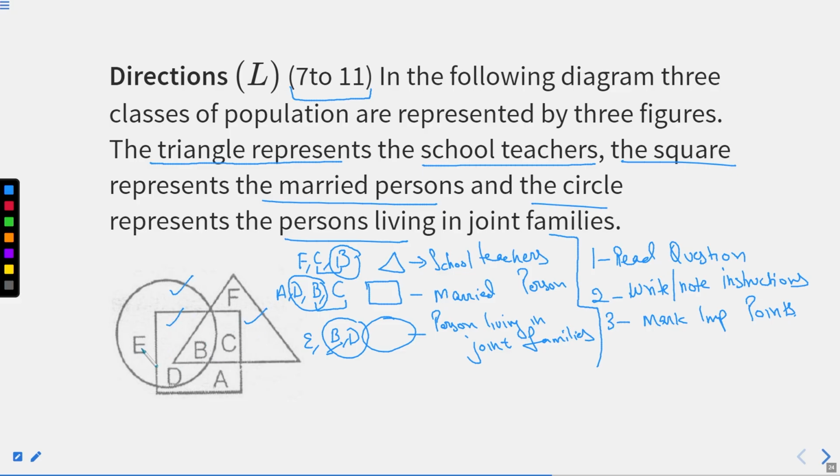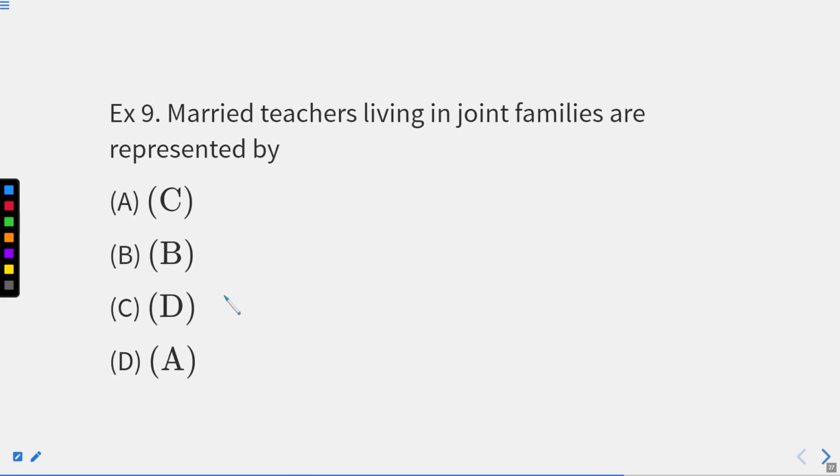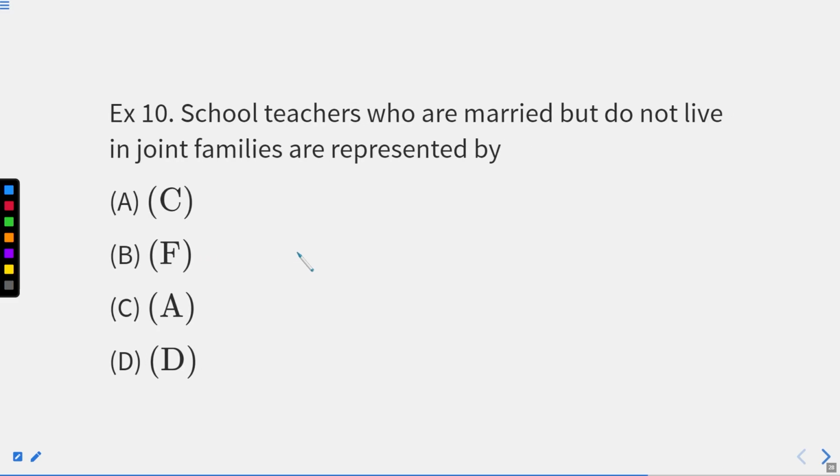We know that E is not, right? D is not present in the triangle, A is not present in the circle, C is not present in the circle, F is not present, only B is there, right? So for this, only B is the person who is married, a teacher, and living in a joint family. I hope this part is also clear, right? Now we'll move to the next question.